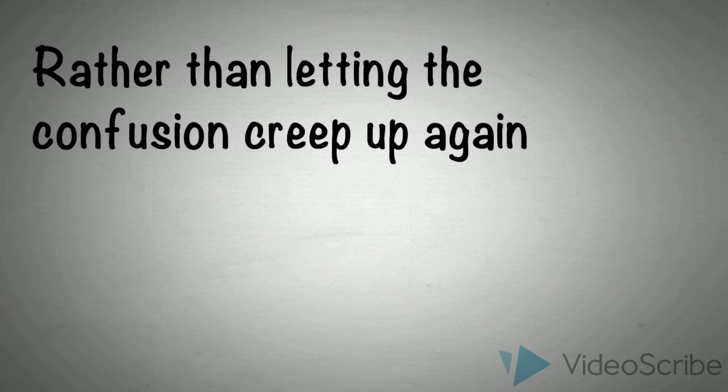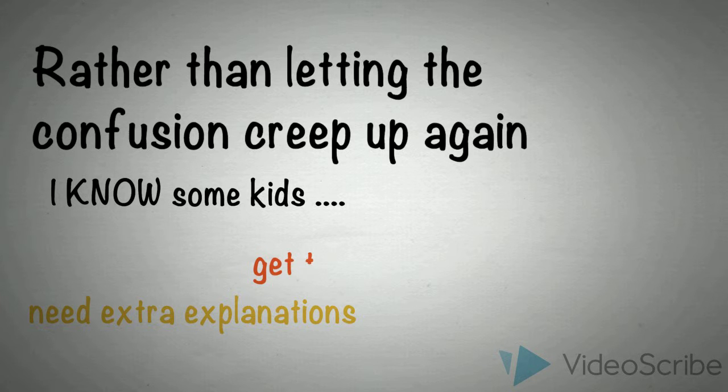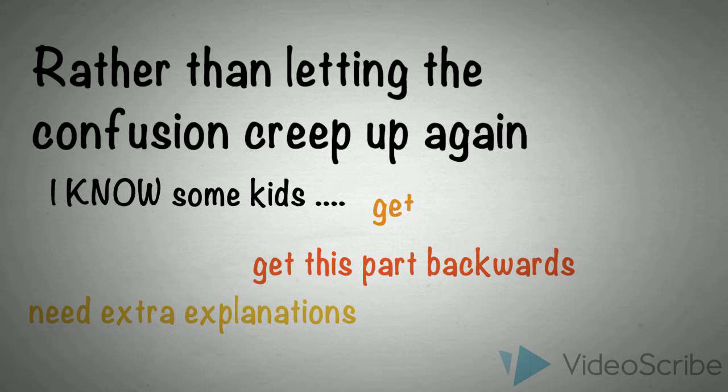And so we say to ourselves, okay, rather than letting the confusion creep up on me again, what I'm going to say is I know some kids are going to get behind here. It's tough. They're going to need extra explanations. I know some kids inevitably get this part backwards. And I know I've got some kids in here who are going to get ahead of me. And I've probably got some kids who are lacking background vocabulary because they are every year.